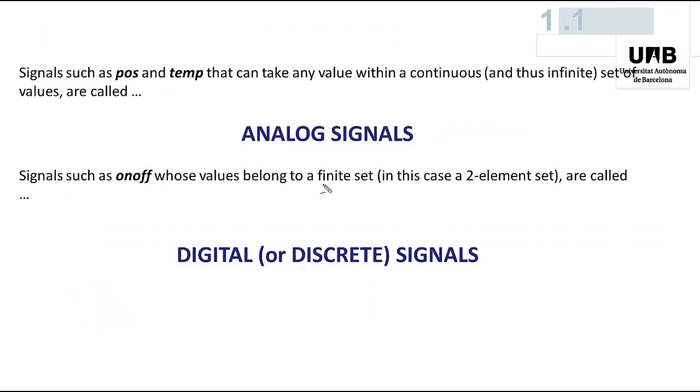Signals such as position and temperature that can take any value within a continuous and thus infinite set of values are called analog signals. Signals such as on-off, whose values belong to a finite set of values, in this case a two-element set, are called digital or also discrete signals.